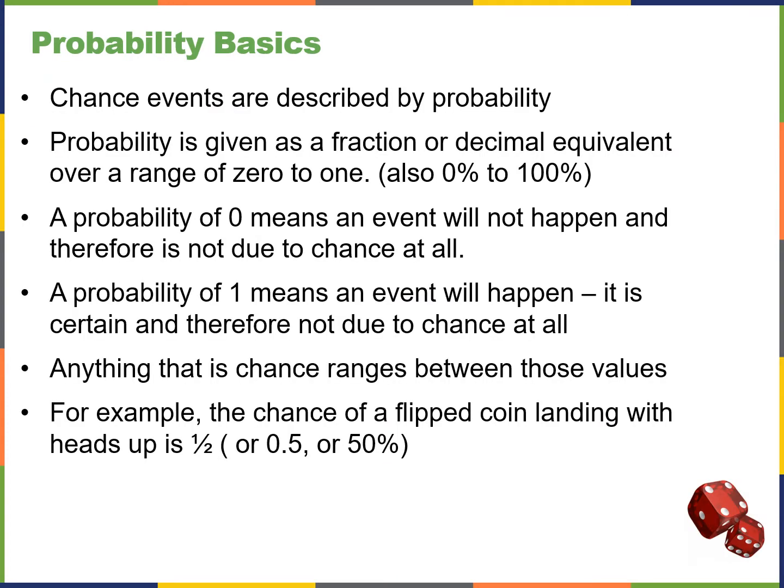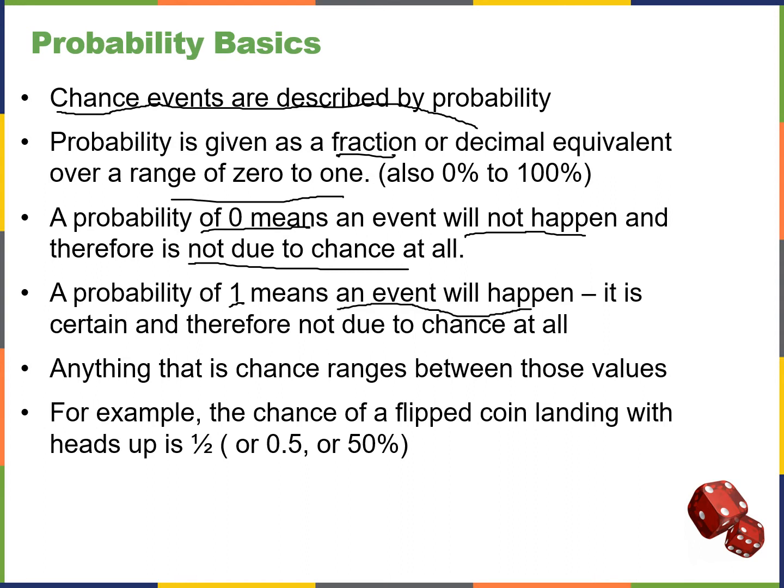So before we move any further, I want to talk about some general probability basics. I'm sure many of you are already familiar with probability, but chance events are described by probability. Probability is given as a fraction or a decimal equivalent over a range of 0 to 1. A probability of 0 means an event will not happen, and therefore it's not due to chance at all. A probability of 1 means an event will happen. It is certain and therefore not due to chance at all. Anything that is chance ranges between those values.